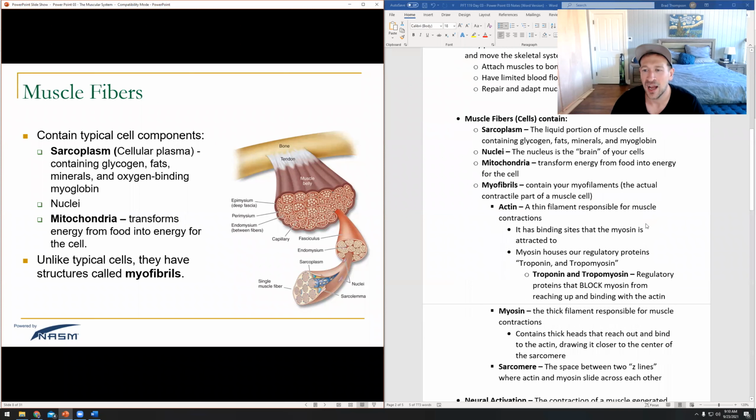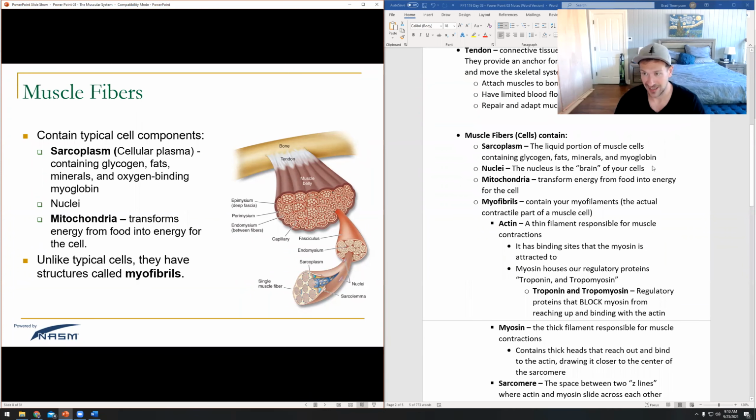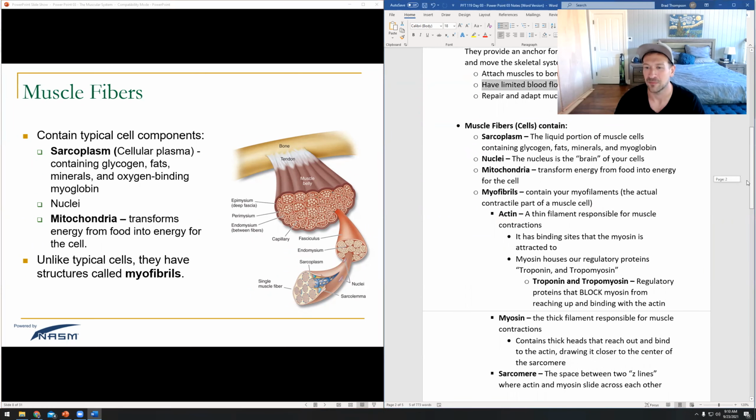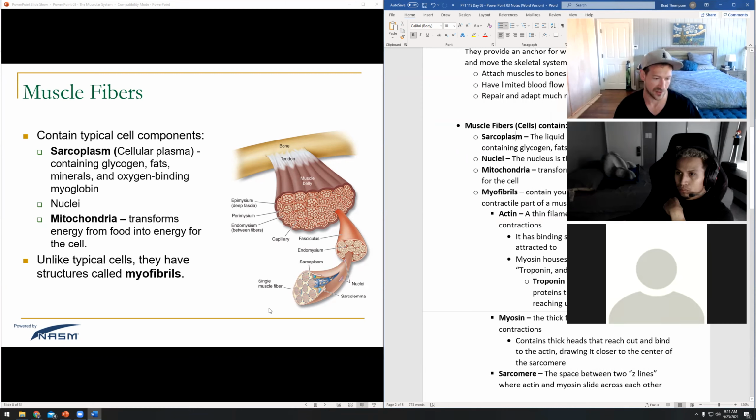So, all right, guys, let's dive into the microanatomy here. We are going to break down muscle cells because they do ask you about this on your test. This is some of the heavy science. I haven't done this in a while, so I'll do it right now.